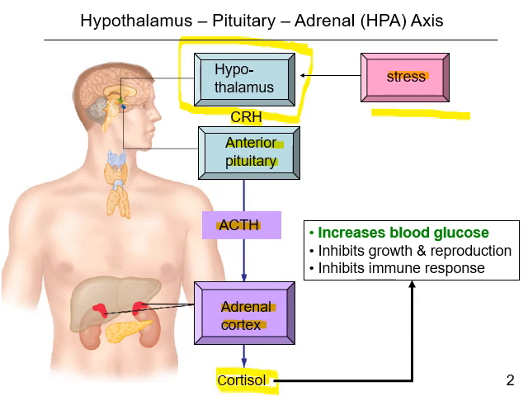Cortisol is released into the blood, goes everywhere, and its main effects are to increase blood glucose, which we will discuss in some detail today, to inhibit growth and reproduction, which we will not discuss today, and to inhibit immune responses, which is more immunology than it is anatomy and physiology. In any case, I won't cover the molecular mechanisms of how cortisol is an immune suppressant, but it is an immune suppressant. Prednisone, a drug that is a cortisol analog, is often used as a drug to inhibit immune responses.